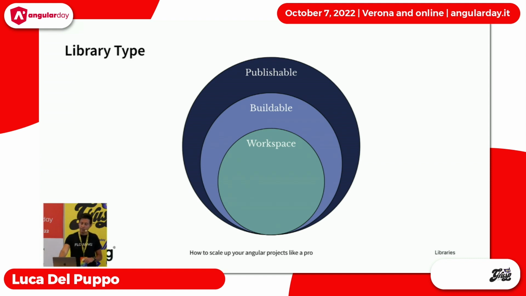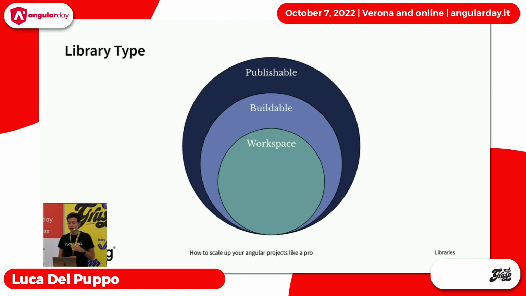The second one is the buildable library. A buildable library is a workspace library, but with the build target. So this kind of library can produce an artifact. NX is able to cache the result and improve the building time and the testing time if you want.